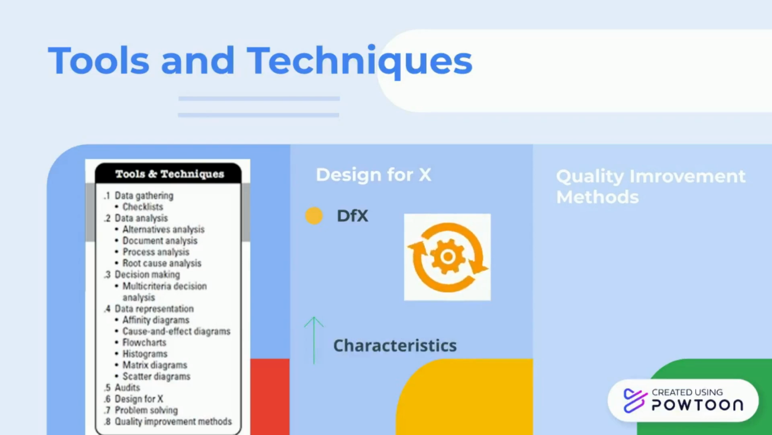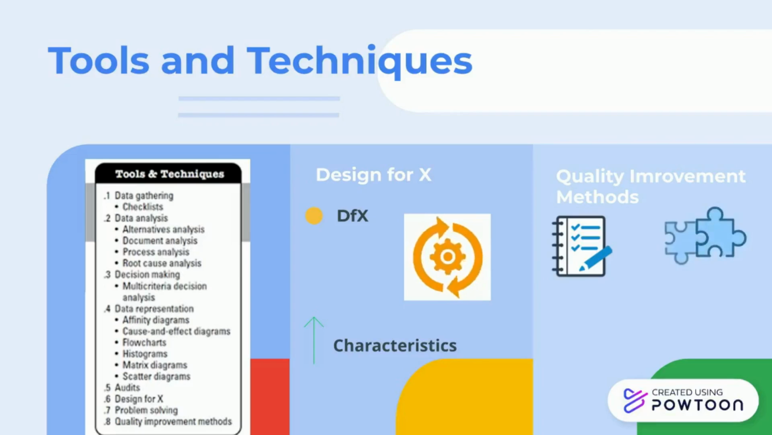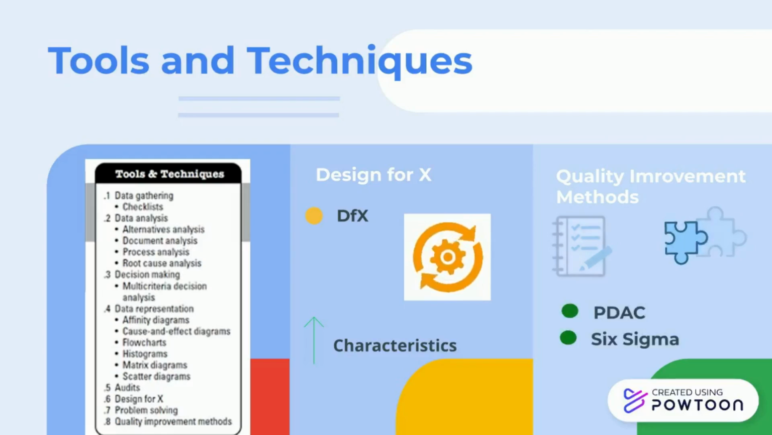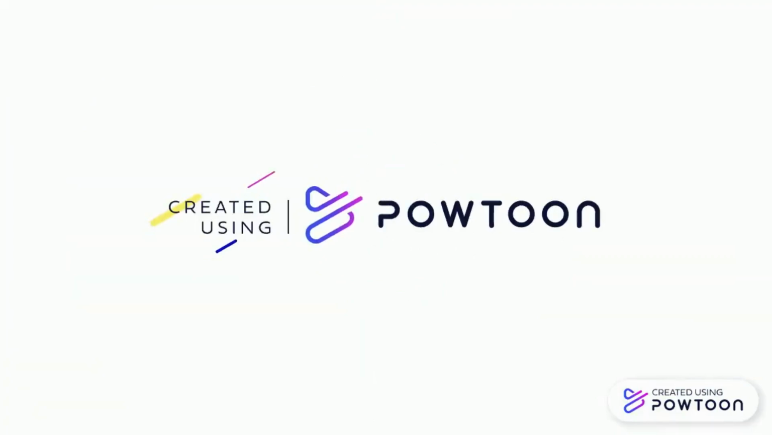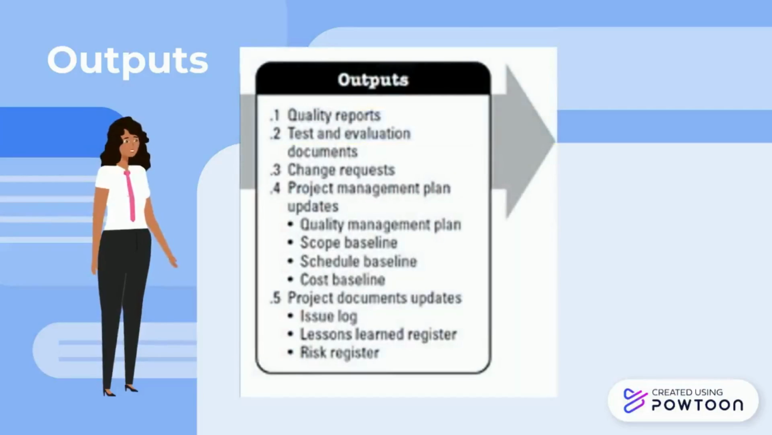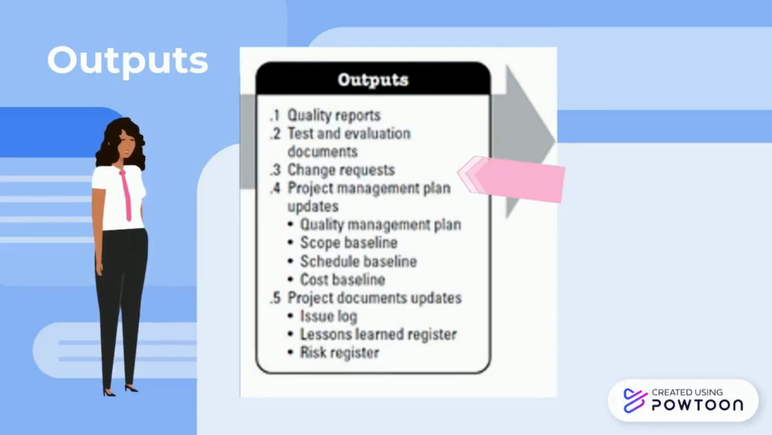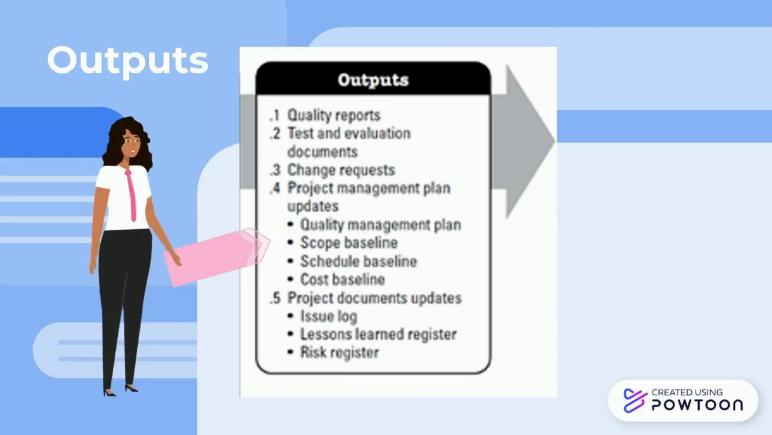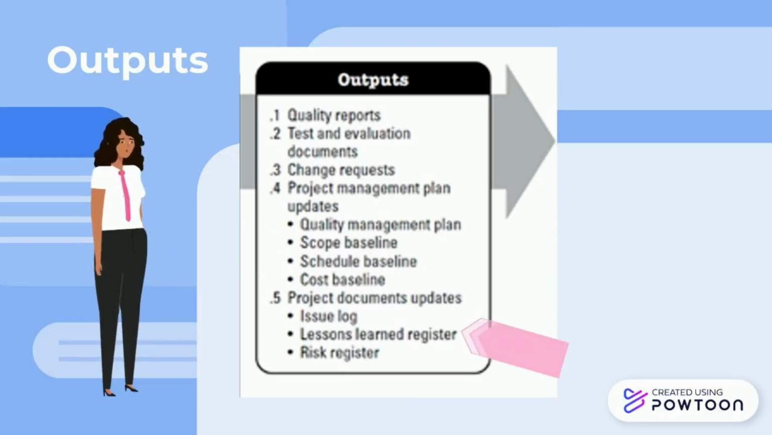Quality improvement methods are methods based on findings and recommendations from quality audit results, the quality control process, and problem solving within the manage quality process. PDCA and Six Sigma are the 2 most common quality improvement tools. There are 5 main outputs of the manage quality process: quality reports, test and evaluation documents, change requests, project management plan updates, and project document updates.